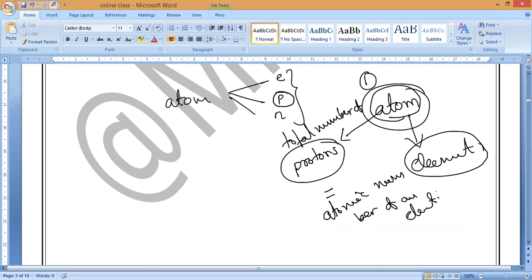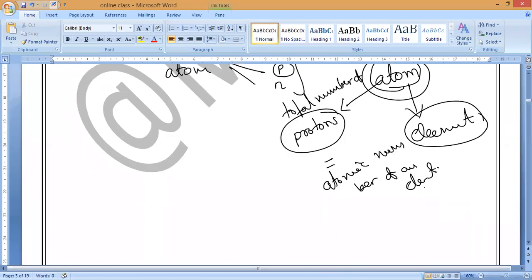So in the sense of what? What is the definition we can say? The number of protons present in one atom of an element is known as what? The atomic number of an element.